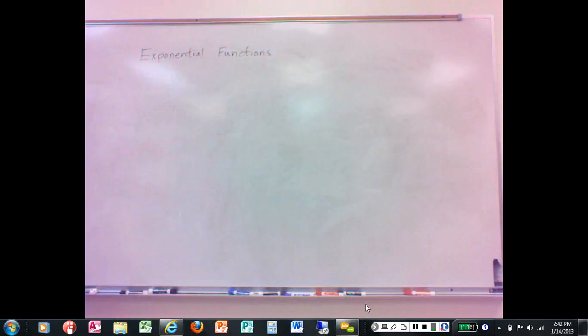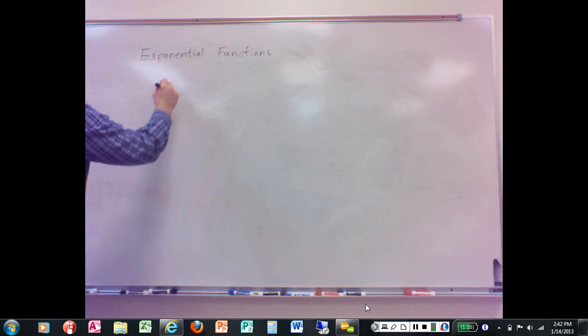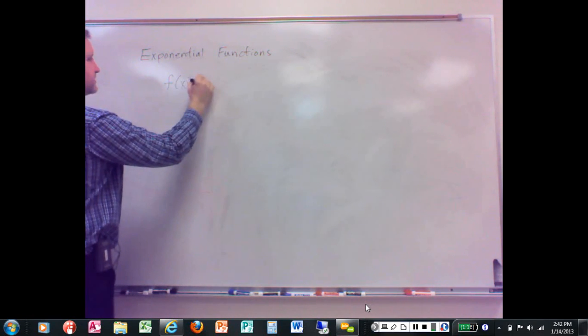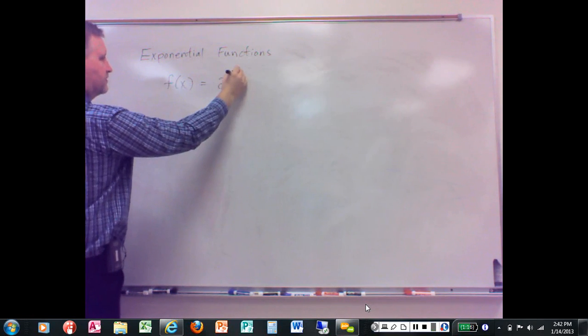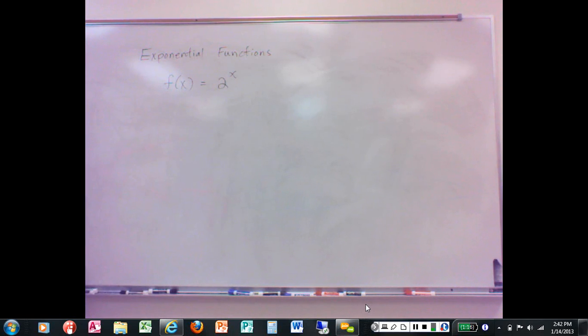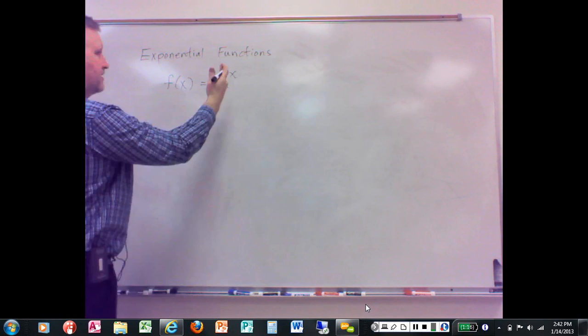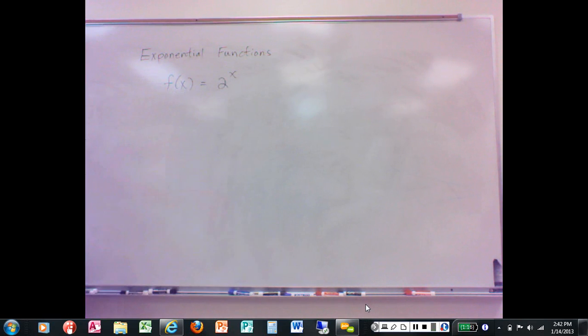Yeah, we need to talk about derivatives of exponential functions. Now, what separates an exponential function from just a regular polynomial function? Well, it's because of the x being in the exponent, like 2 to the x. Instead of our function being x squared, where the variable is the base, in an exponential function, the variable is the exponent.